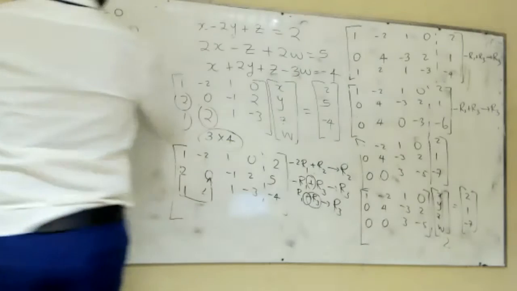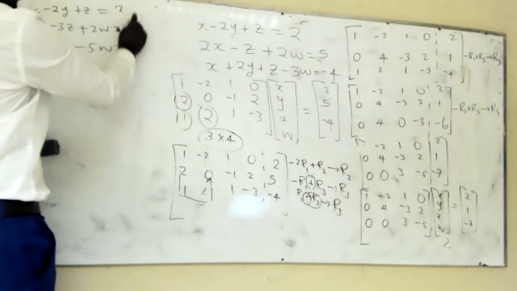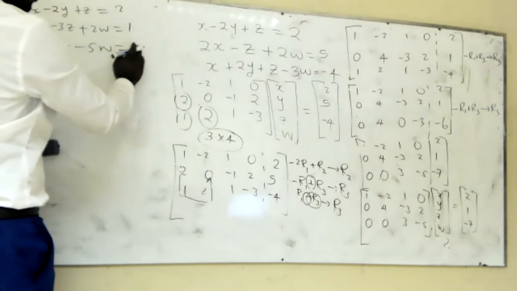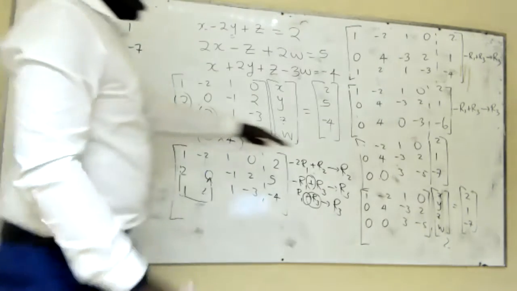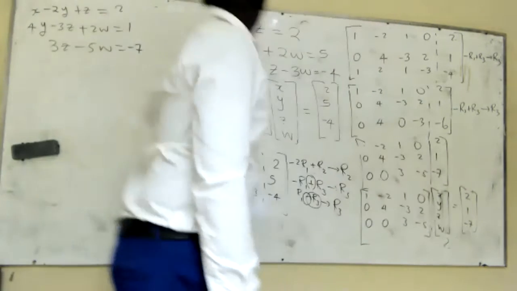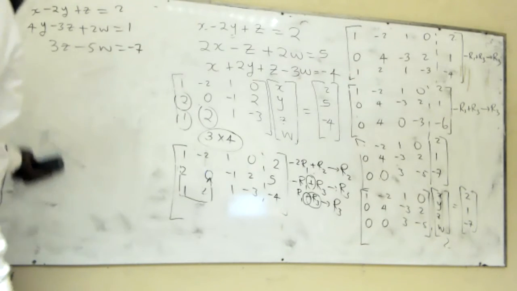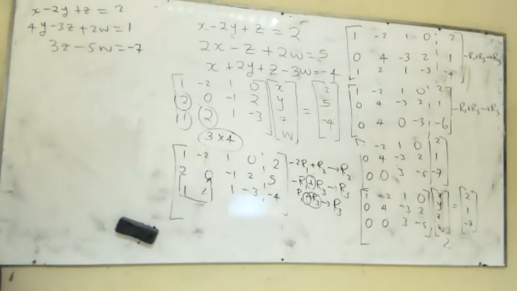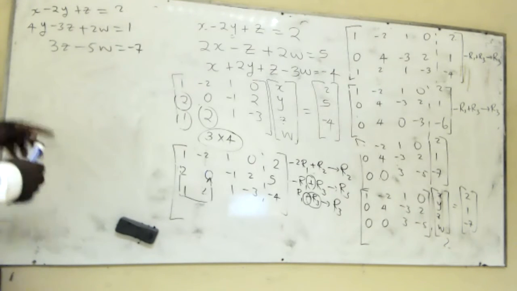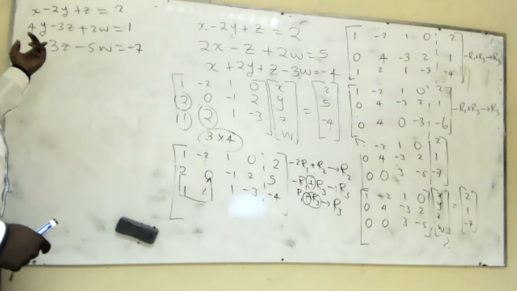Oh, yeah. Hey, sorry, I forgot about that. We still have 2 here and we still have 1 there and then negative 7. Those are the vectors we have on the right hand side. Sorry about that. We still have the vectors on the side. Okay. All right. Yes.